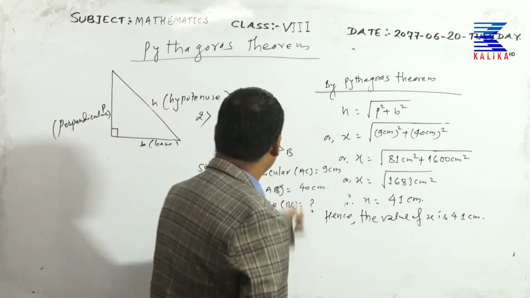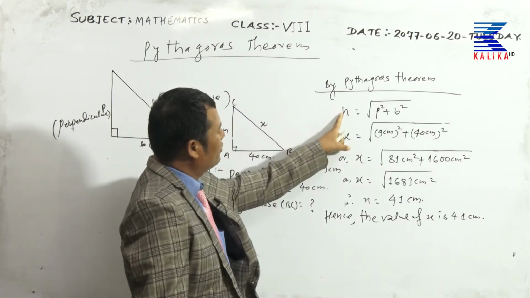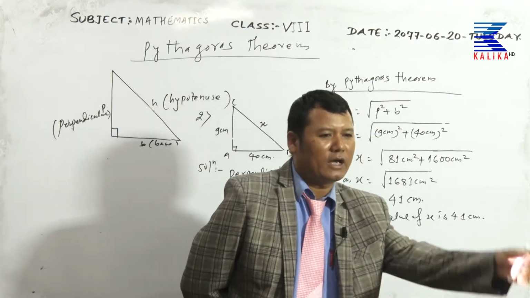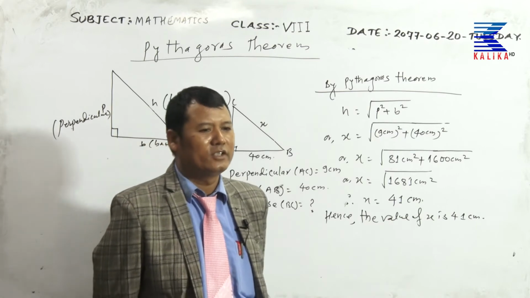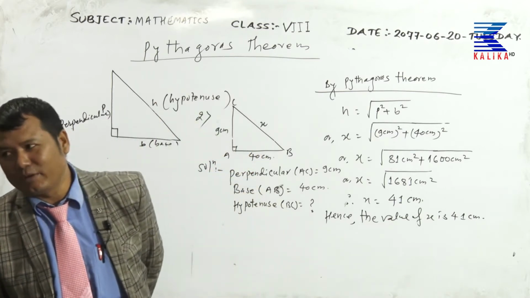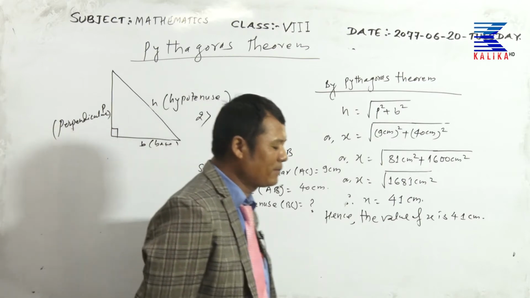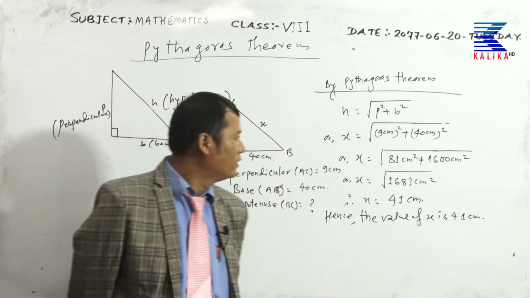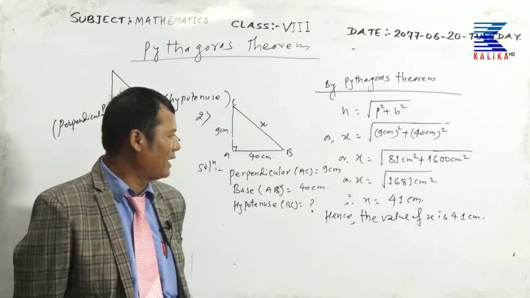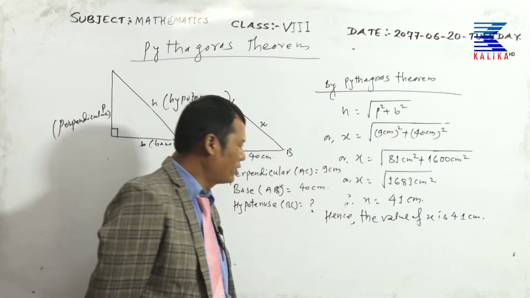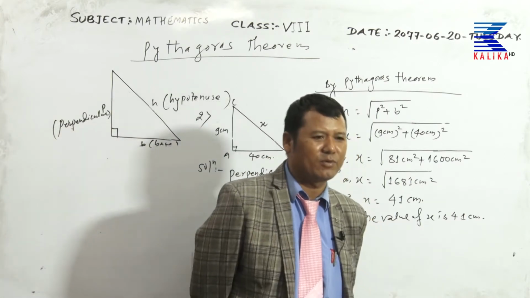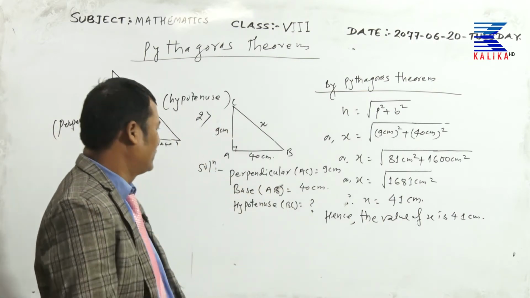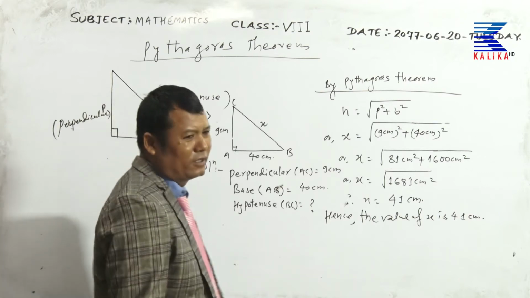Now here h is the unknown term x, so x is equal to p, which means 9 cm square, plus b, which means 40 cm square. 9 squared means 81 plus 40 squared means 1600. Then 1681, it is the square root of 1681, which is 41. So the hypotenuse is 41 cm, or the value of x is 41.